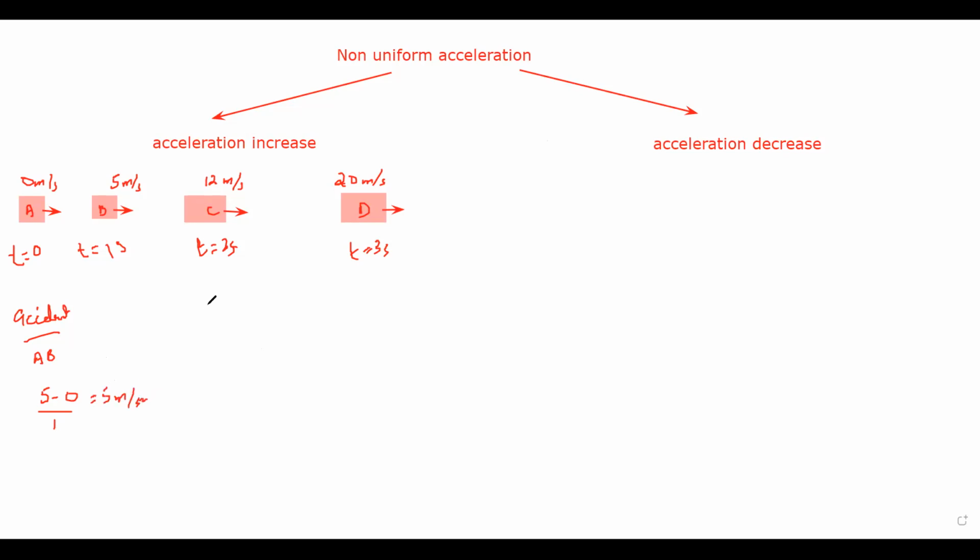When we calculate the acceleration from B to C, the speed at C is 12 and the speed at B is 5. So it will be 12 minus 5 divided by the time interval. Because at B it is 1 second and at C it is 2 seconds, the time interval is again 1. So 12 minus 5 is equal to 7 meters per second squared.